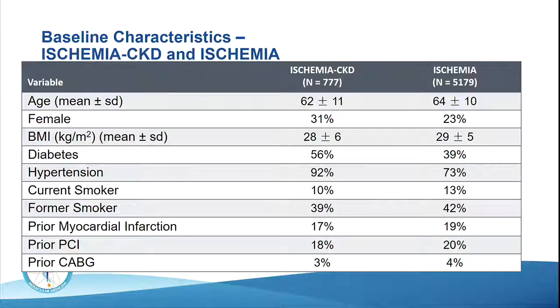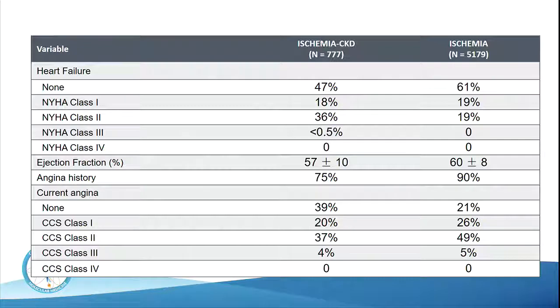What can we expect from the population that was randomized to the ISCHEMIA trial? I'll concentrate not on the CKD, chronic kidney disease, part of the trial, but on the 5,000 patients of the main trial. So the age of the population being studied is 64 years old, 23% are female, BMI of 29, 39% are diabetics, which I believe is a very important aspect. Very high prevalence of hypertension, prior myocardial infarction in 19%, prior PCI in 20%, prior bypass surgery in 4%. Heart failure, none, 61%. New York Heart Association Class 1, 19%. Class 2, 19%. Ejection fraction, 60%. 90% of the patients did have a history of angina.